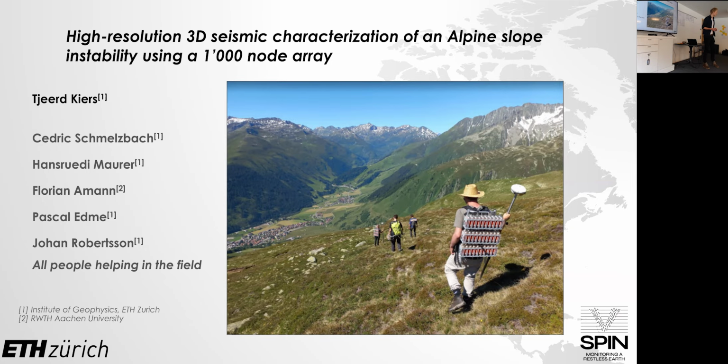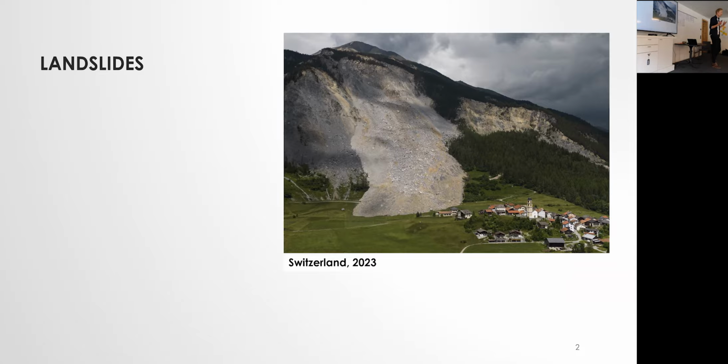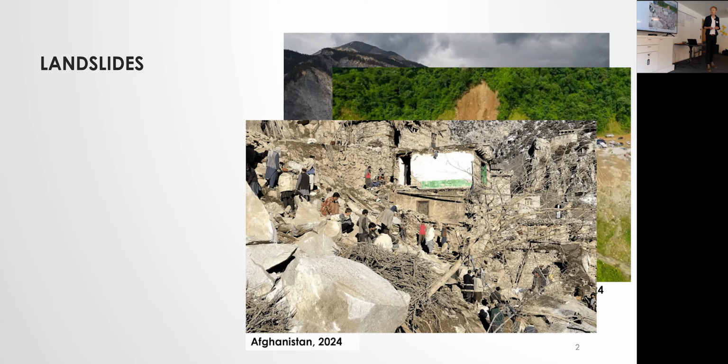So landslides are one of the most destructive natural hazard phenomena, which is, for example, illustrated by this rock slide last year, relatively close by in Brienz, but also, for example, here in Colombia very recently, or Pakistan or Afghanistan only 2 months ago, which resulted in a large number of fatalities as well.